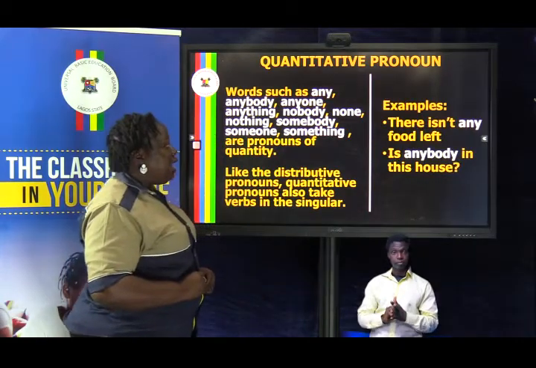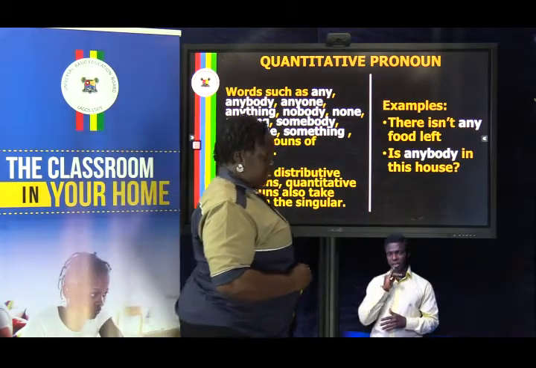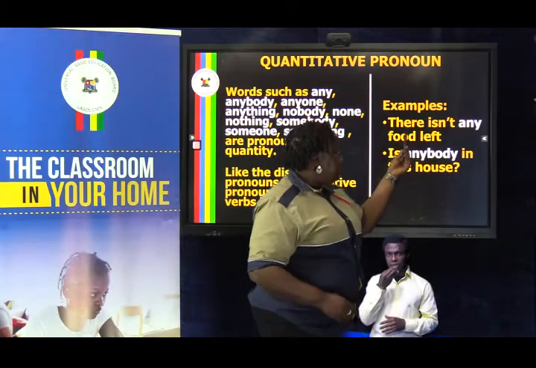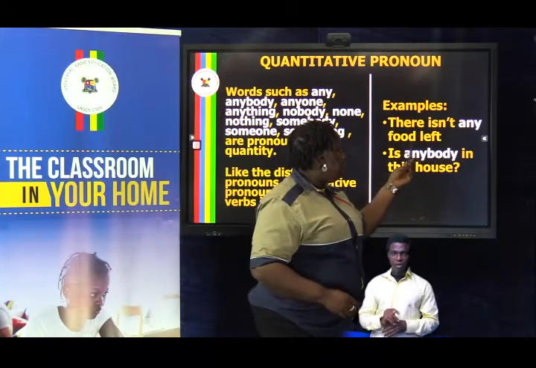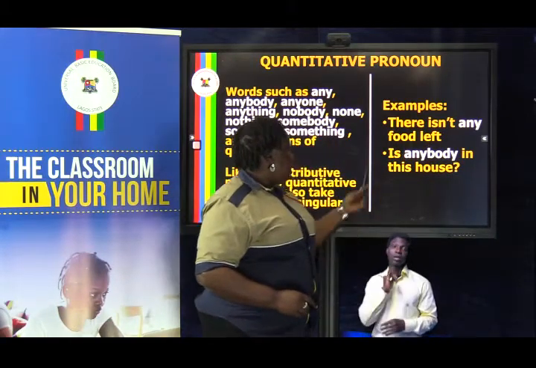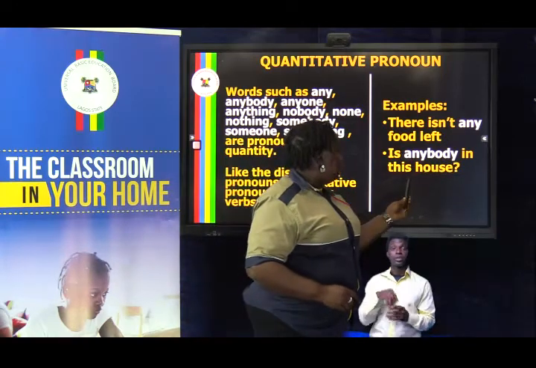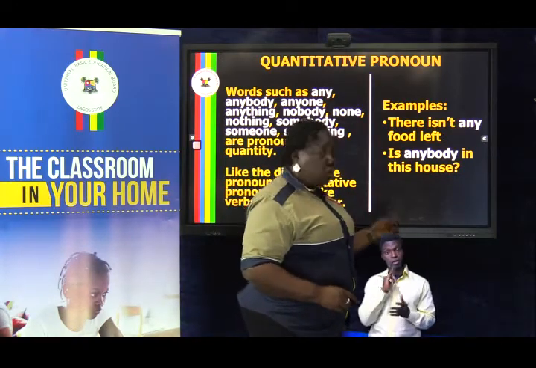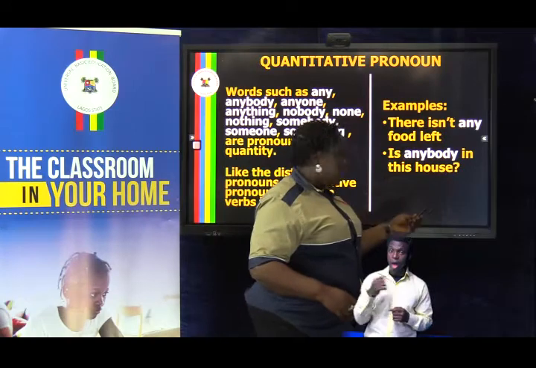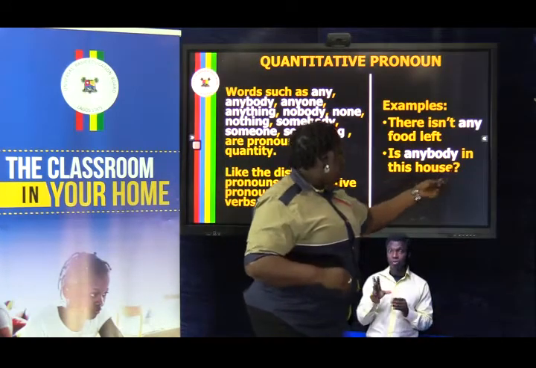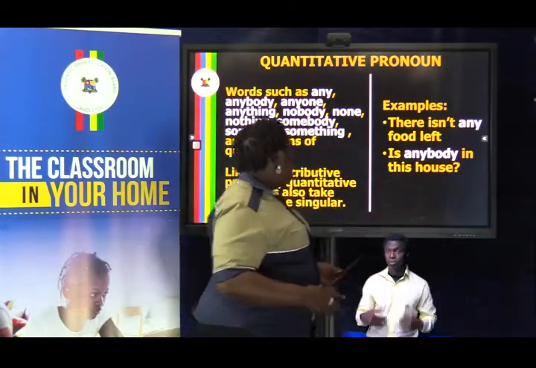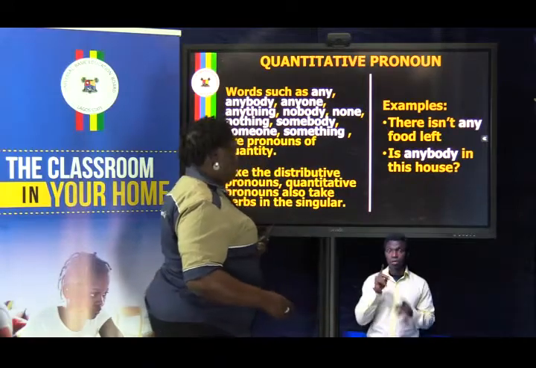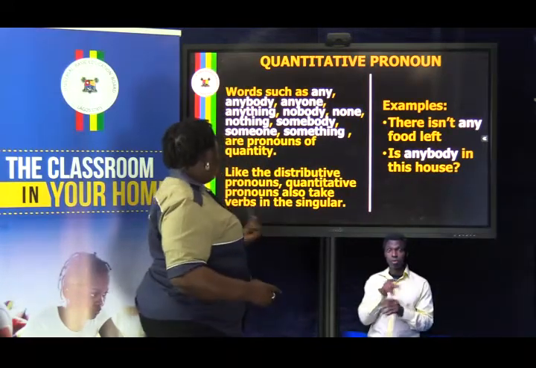Example, there isn't any food left. Look at the sentence. There isn't any food left. Is anybody in this house? It is incorrect for you to say, anybody in this house? No. Is anybody in this house? We're talking about quantitative pronoun, and it must be expressed in the singular form.